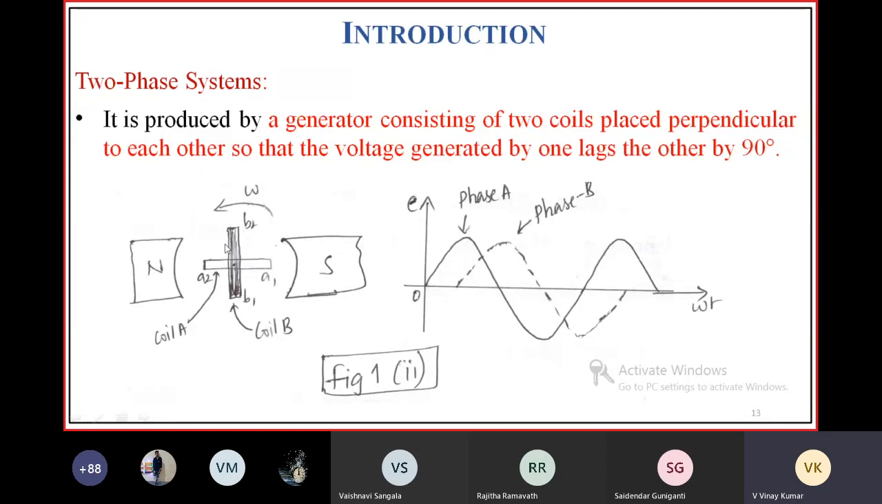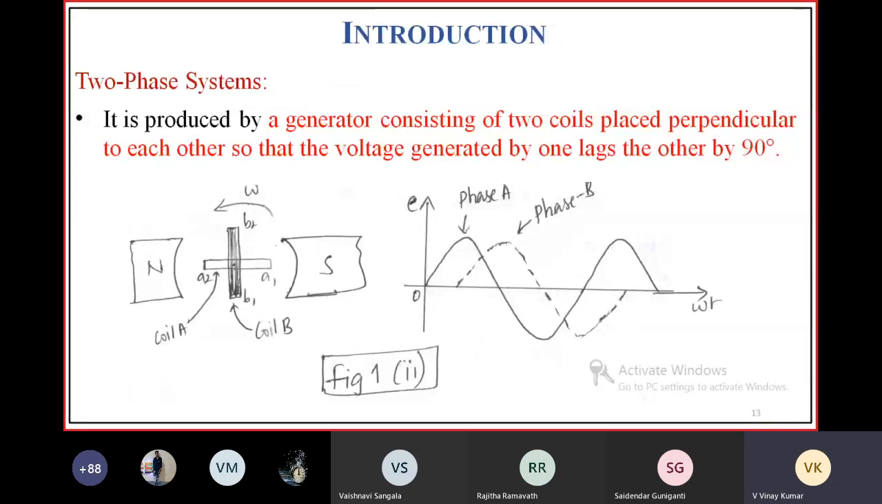Actually, this is the physical connection. Physically, these two coils are separated by 90 degrees. If coil 1 is placed like this, then coil 2 should be placed like this. Physically, the angle between these two should be 90 degrees.